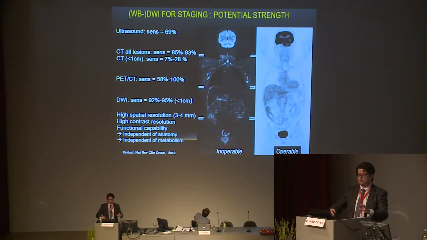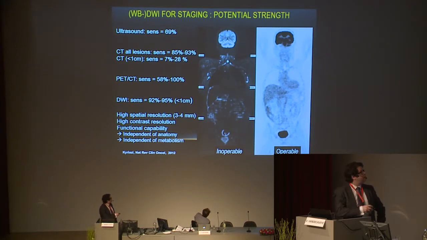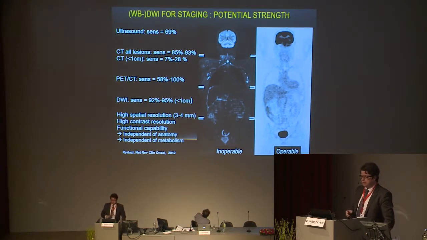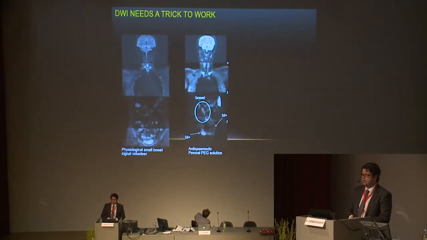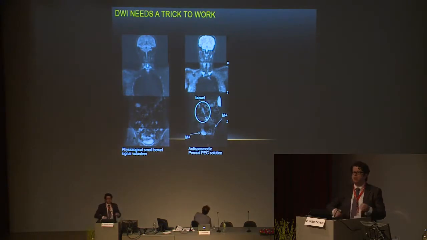For peritoneal staging, and especially for small peritoneal implants, it is extremely sensitive, with previous reports showing 92 to 95% sensitivity for detecting peritoneal implants smaller than 1 centimeter. But of course, it just doesn't work like that. We need to perform a trick to make it work.